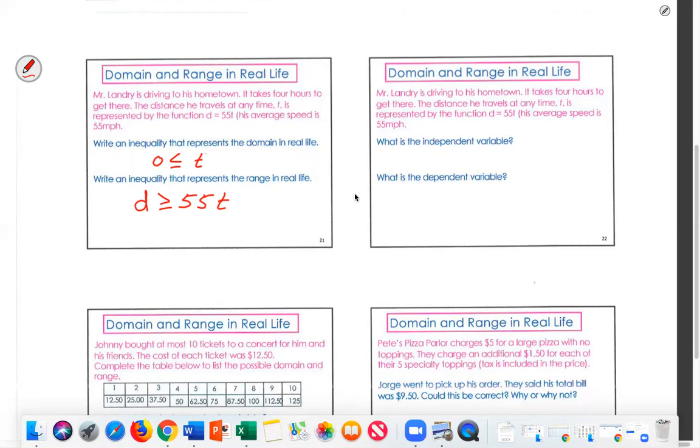Now it says Mr. Landry is driving to his hometown. And it wants me to identify the independent variable. So that independent variable is time, and it's typically going to be time. And dependent is going to be distance.